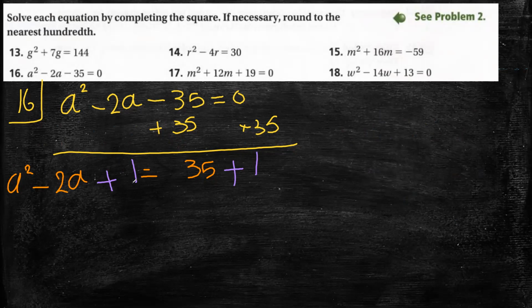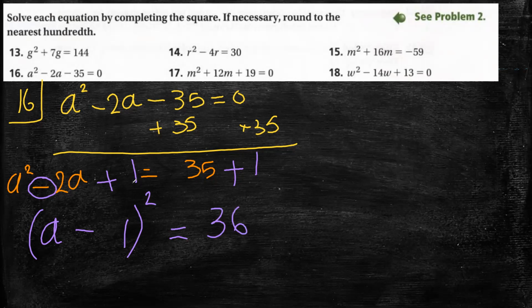How can I factorize it? The square root of a squared is a. The square root of 1 is 1. And here, since we have a minus sign, I will put this minus sign here, squared, equal 35 plus 1, what is it? 36.